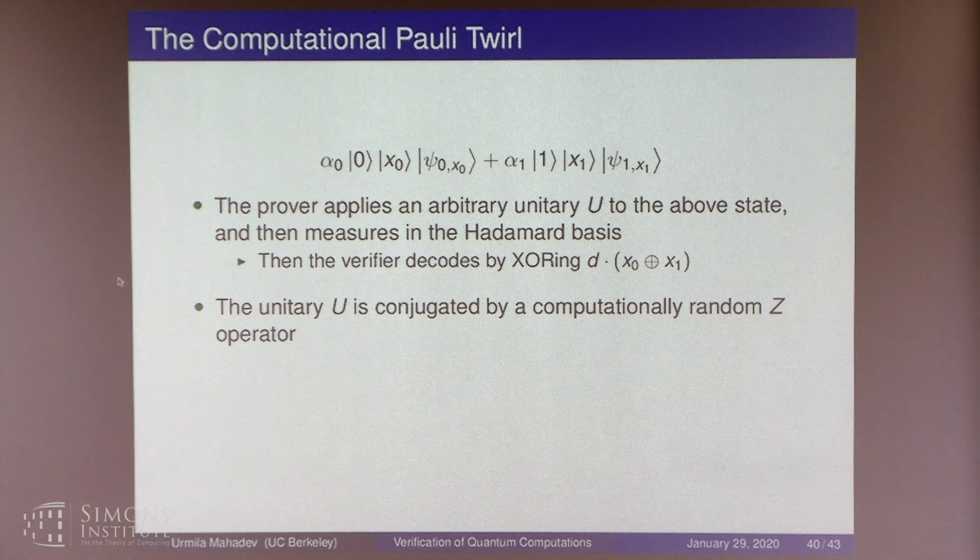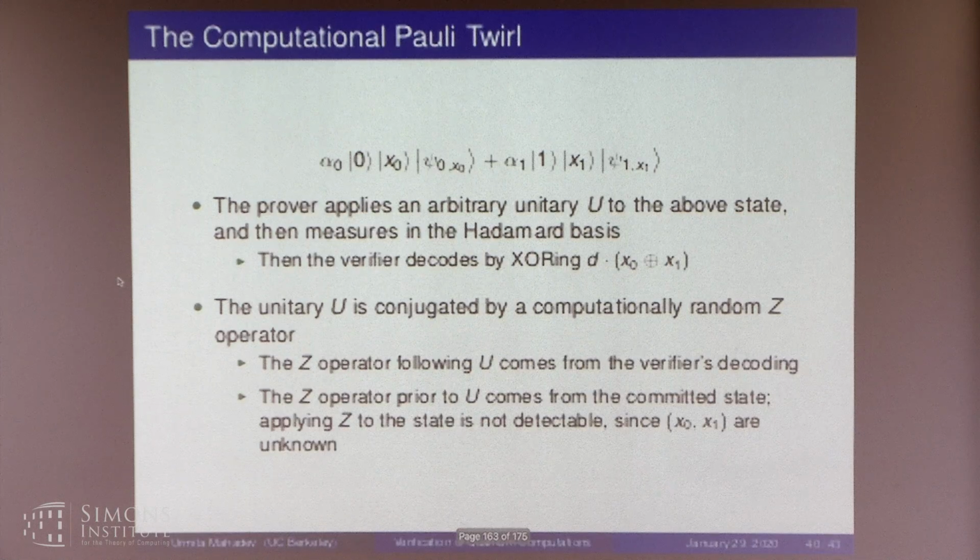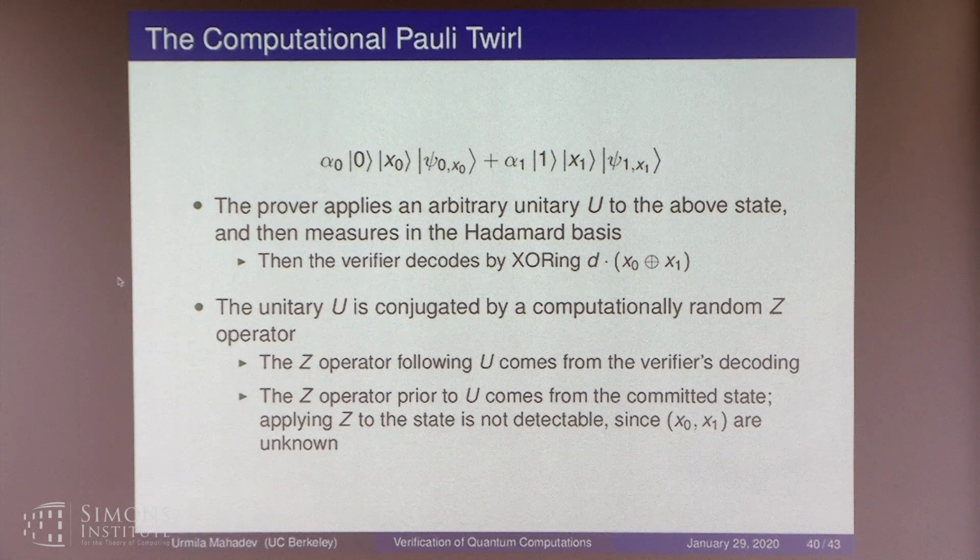This Z operator comes from two places. The first place comes from the verifier's decoding. The verifier's decoding has to do with x0 and x1, and so that looks computationally random to the prover. The second Z operator prior to U comes from this state, which also has x0 and x1 in it. And so both of these operators randomize the unitary U.